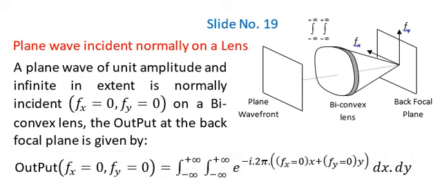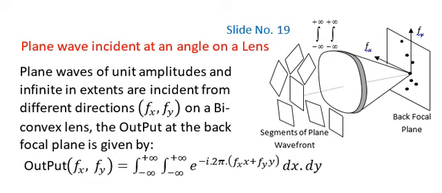And you know that here actually the plane wave is of infinite extent, the biconvex lens is of infinite extent, and the back focal plane is of infinite extent, but we have shown them finite in extent. And on the lens we have shown the double integration, because the lens gathers all the energy from the plane wave and focuses it at its back focal plane. So this is the expression that we can write for a normally incident plane wave on a lens.